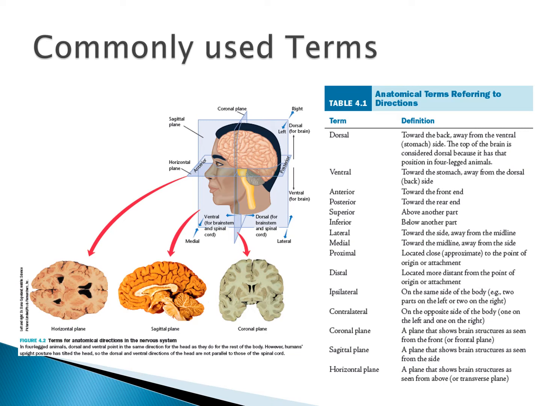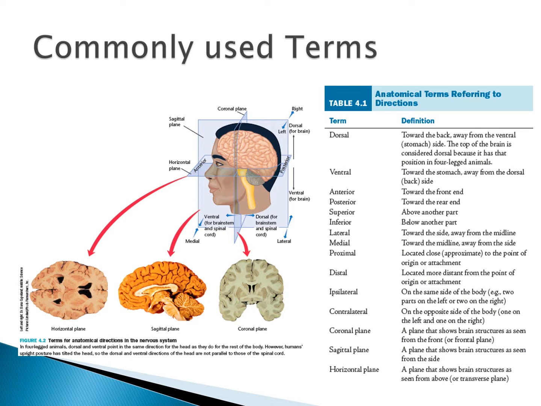Anterior, point towards the front. Posterior, point towards the back. Superior, I put my fist up. And inferior, I put another fist up below that. So this is really talking about structures with respect to each other. Superior is going to be above another part, and inferior is going to be below that other part. Lateral, I point out away from the midline. Medial, I point towards the midline, towards the middle of the brain.